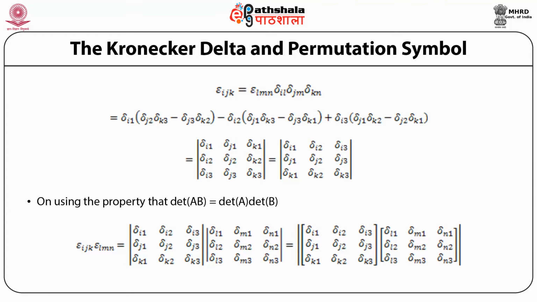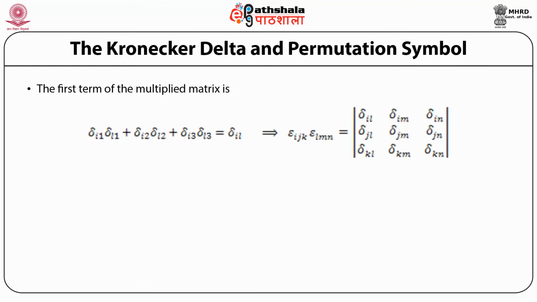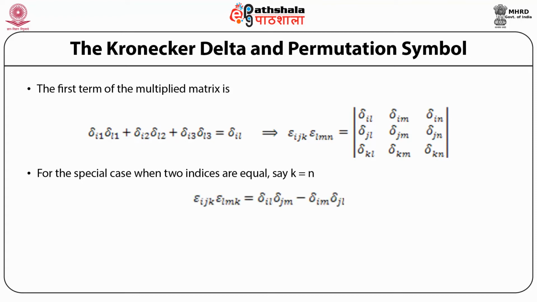The first term of the multiplied matrix is del i1 del l1 plus del i2 del l2 plus del i3 del l3 equals del il, which implies that epsilon ijk epsilon lmn equals the determinant of del il del im del in, del jl del jm del jn, del kl del km del kn. For special cases, when two indices are equal, say k equals n, epsilon ijk into epsilon lmk equals del il del jm minus del im del jl.